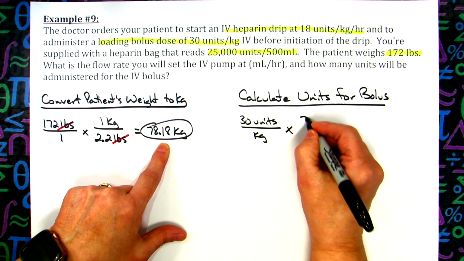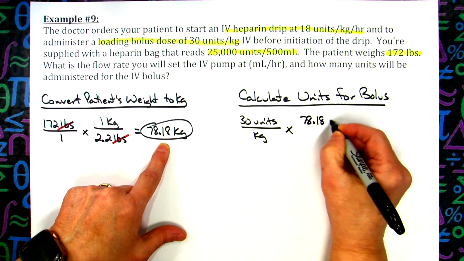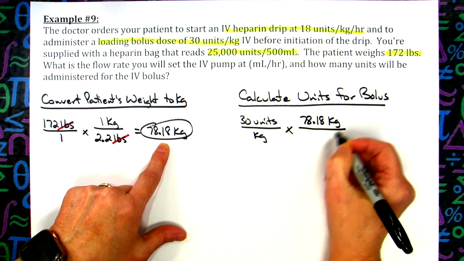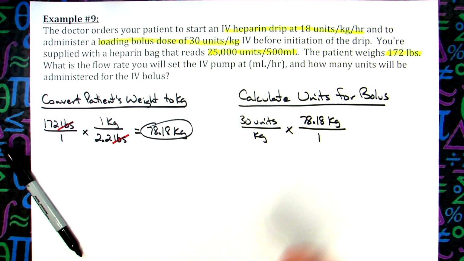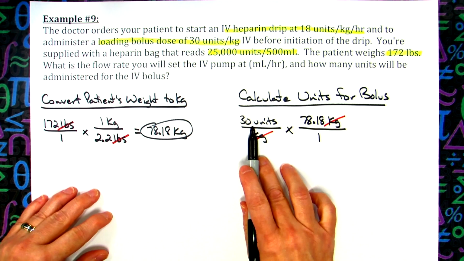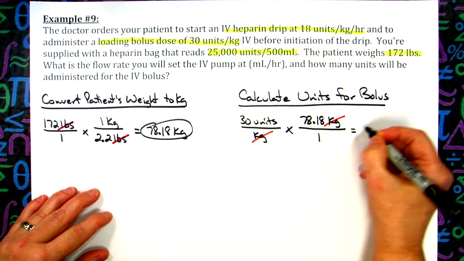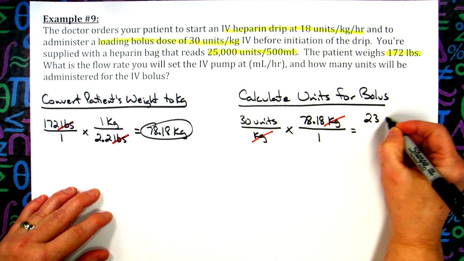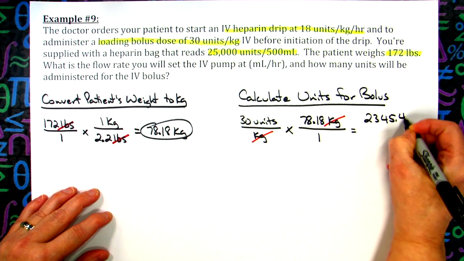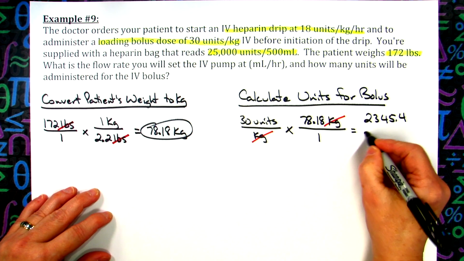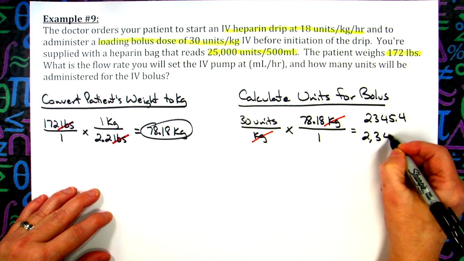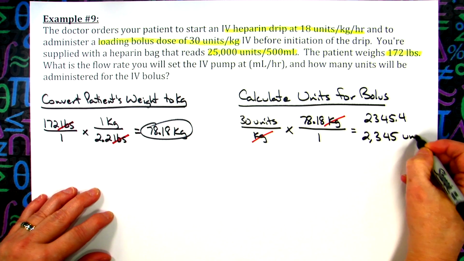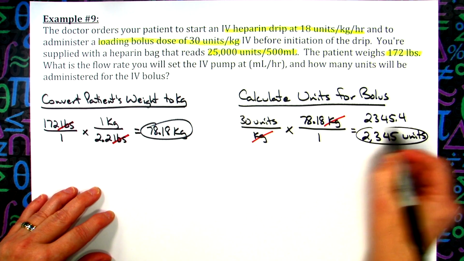We're going to want that 78.18 kilograms on the top, and then we'll go over 1. That's going to let me cross out kilograms and kilograms. If I multiply straight across right there, I'm going to get 2,345.4. We're going to want to round that to 2,345, and then it is going to be units.